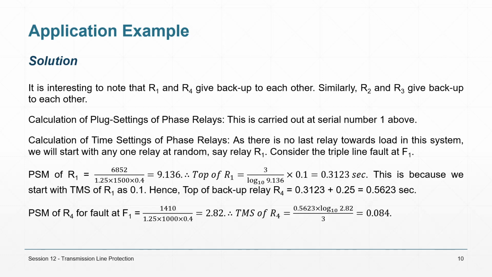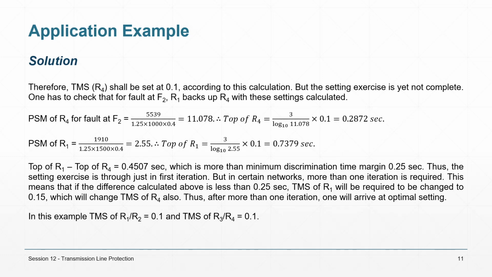Looking at it, R1 is 0.1, so R2 is also 0.1 because the system is symmetrical. R4 is 0.1, so R3 is also 0.1. That is what is felt, right? But that is not true. We will have to take the fault at F2 and prove that the discrimination time margin is still 0.25.